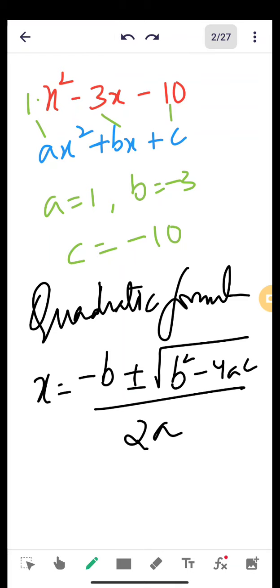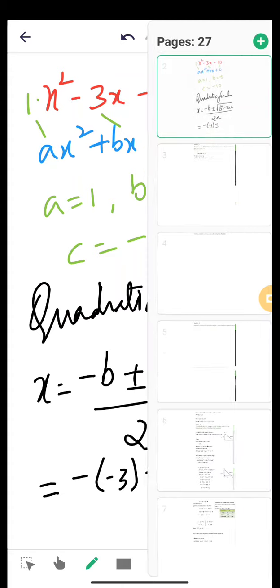Okay, so if I substitute the values, I get minus b. What is the b value here? B is minus 3. So I get minus of minus 3. Then plus or minus b square minus 4ac. Okay, so we'll find this value b square minus 4ac separately.